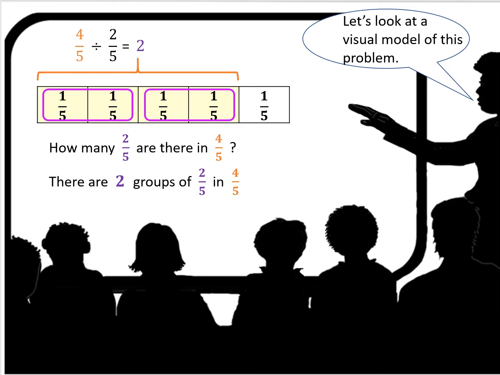Looking at the visual model, I'm going to make groups of 2/5. I've shaded in the 4/5. So how many groups of 2/5 are there in 4/5? Well, I have one group of 2/5, two groups of 2/5. So my quotient is 2.